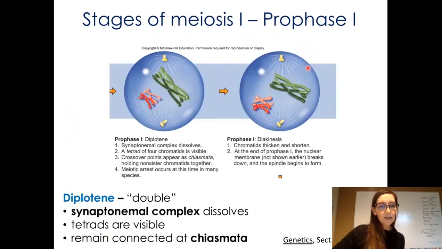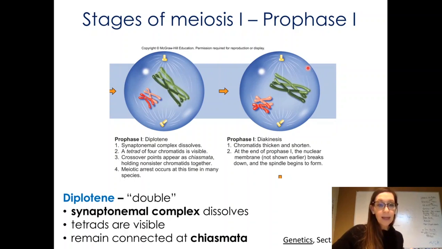The next stage is called diplotene. Diplotene is double. And what actually happens is we do see the dissolving of the synaptonemal complex, so you can actually begin to see the crossover events. The tetrads become visible, and they're attached, as I said, through the chiasmata. So chiasmata are the locations of the crossing over. They don't get resolved until anaphase, when you actually have to pull these guys apart. They will remain there as an attachment point.